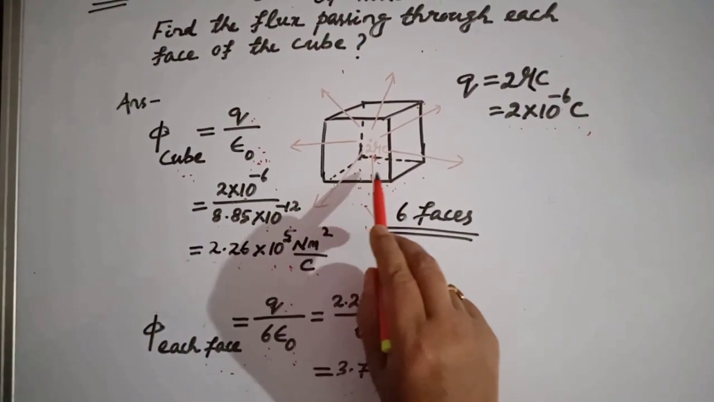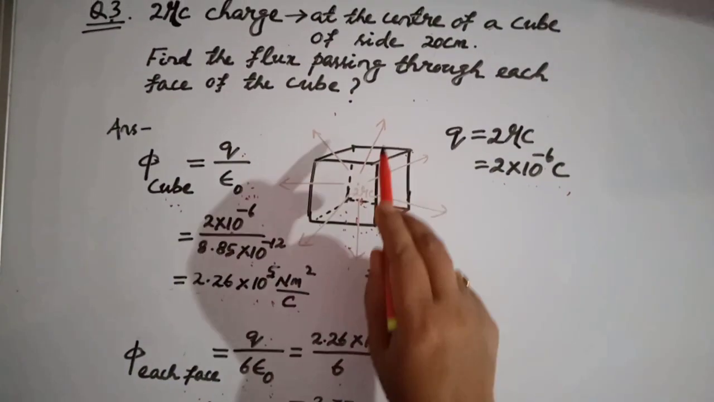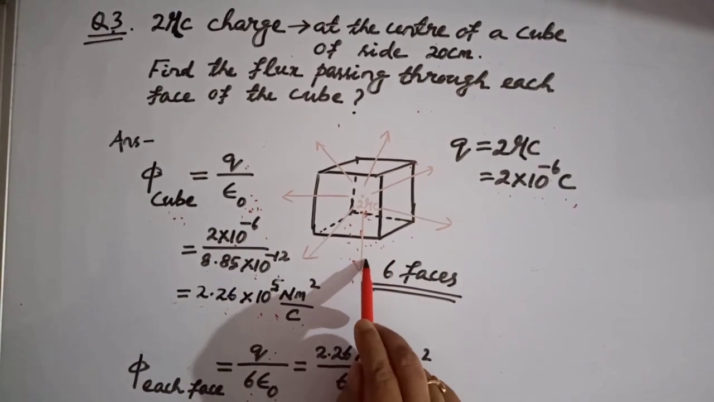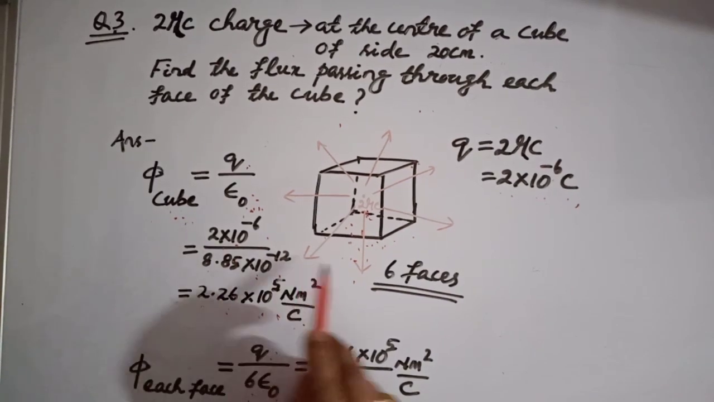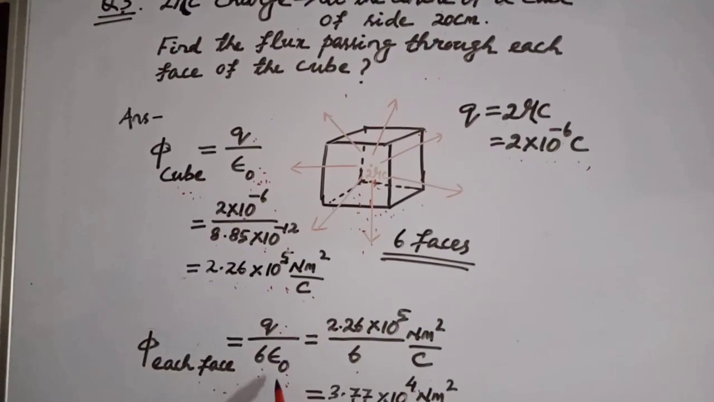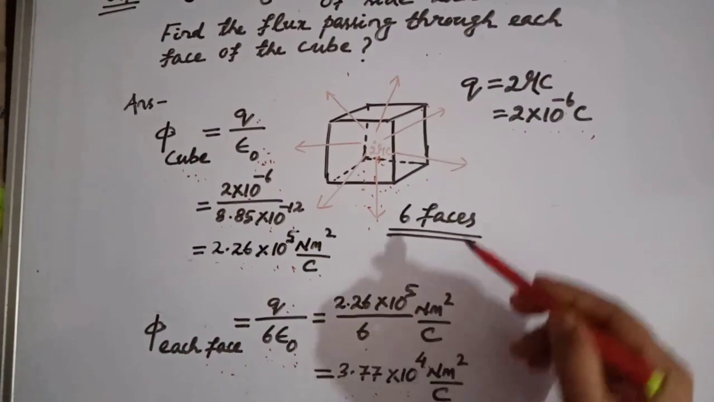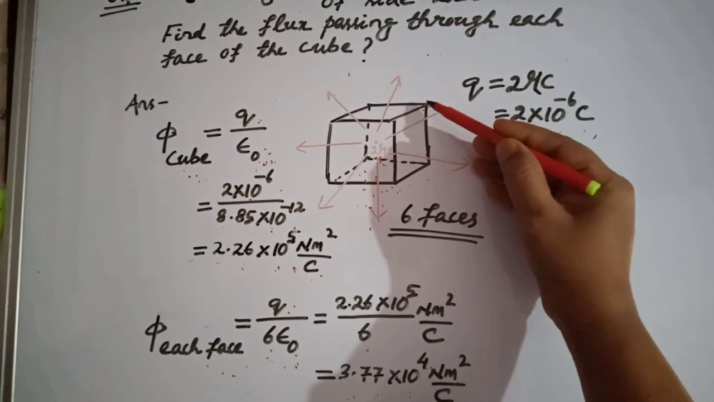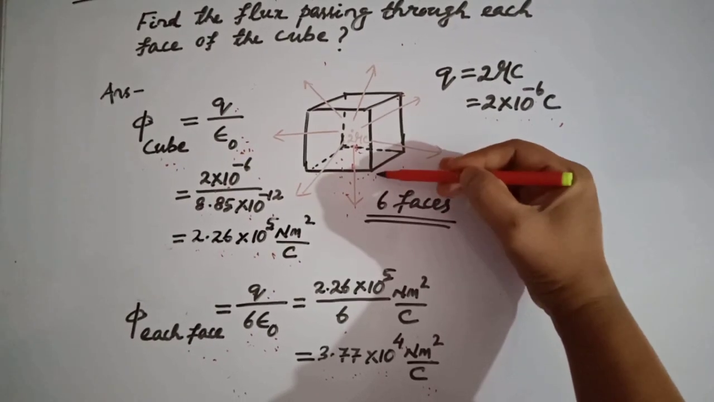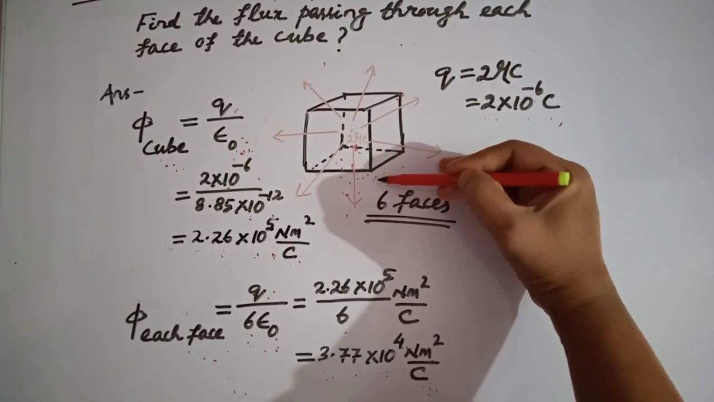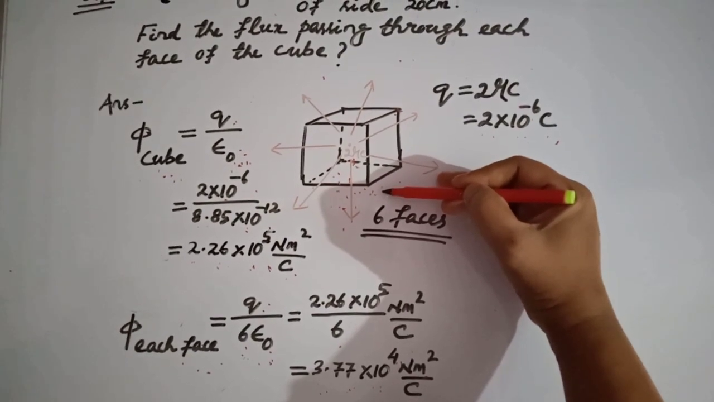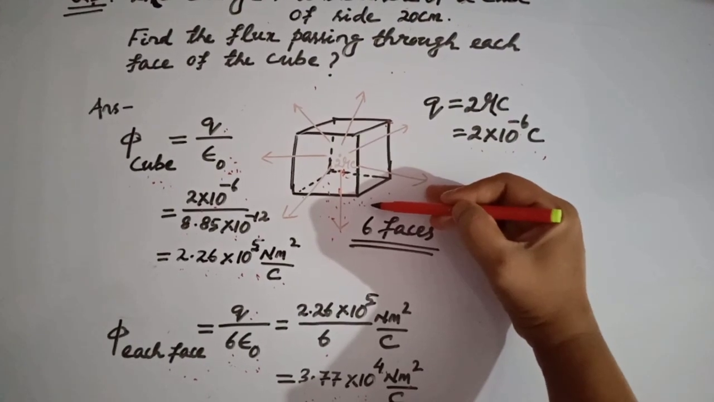Due to this positive charge, you see the field lines are outwards. So through the whole cube, we have to find the total flux first. Through each face, it can be obtained by dividing the total flux by 6. Similarly, if a charge is placed at one corner of this cube, what is the flux through the cube? What is the flux passing through each face? That can also be determined. You can solve some more problems based on Gauss law also. Thank you.